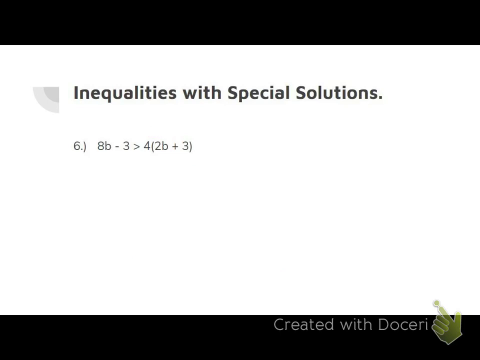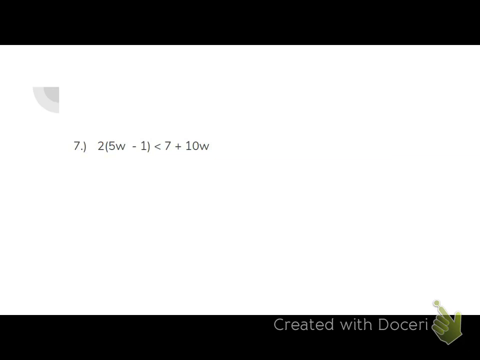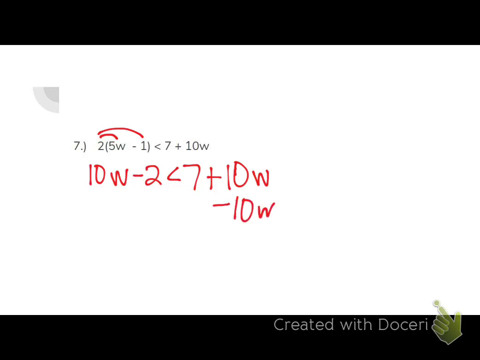Okay, let's keep it moving. This is going to be another special situation. Make sure that you are being careful with your distributing. When we distribute that 2, what do we get? 10W minus 2 is less than 7 plus 10W. James said subtract 10W. I agree.